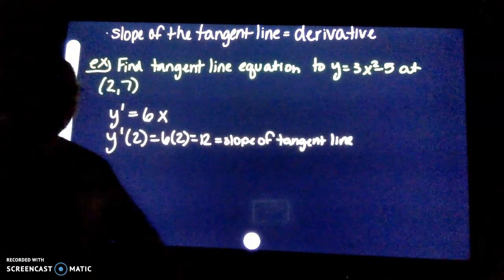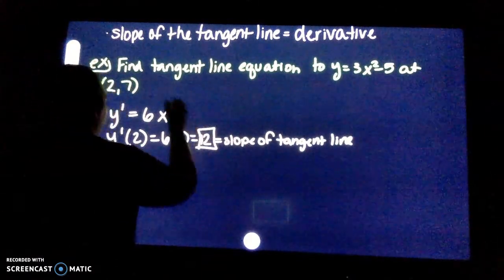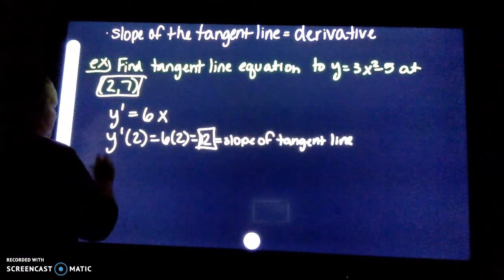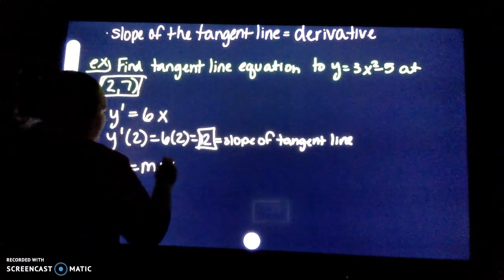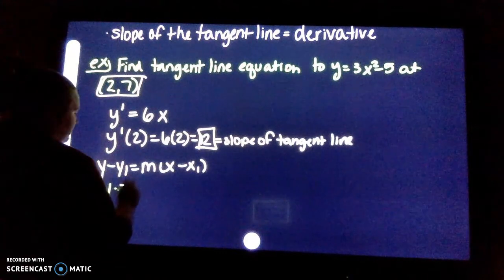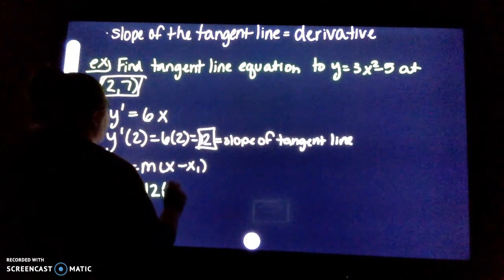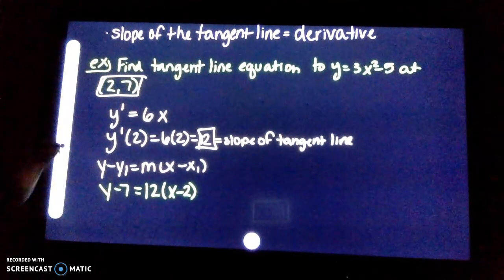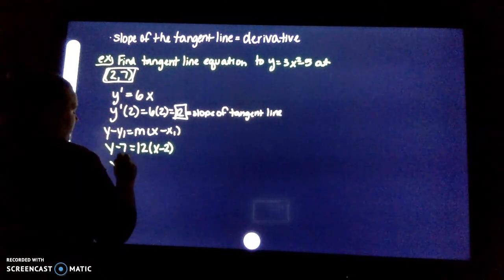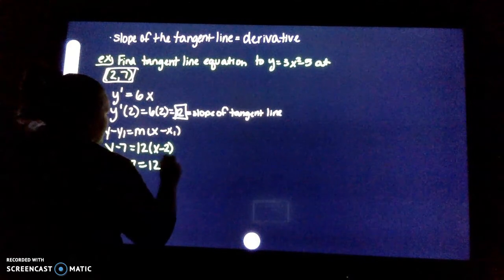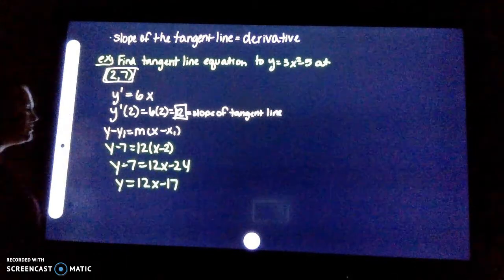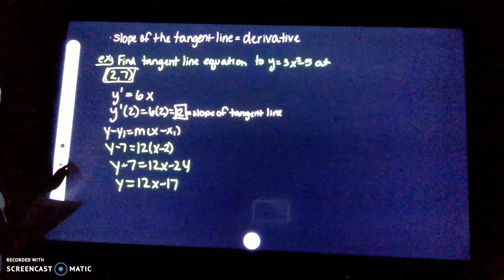All I need to do now is take this slope and this point and write the point-slope equation for it. So point-slope is y minus y1 equals m times x minus x1. My equation is going to be y minus 7 equals my slope 12 times x minus 2. I always like to multiply it out and put it in slope-intercept form because I think it looks nicer. So I get y minus 7 equals 12x minus 24. Add the 7 over, and I get y equals 12x minus 17. So this is my tangent line equation.